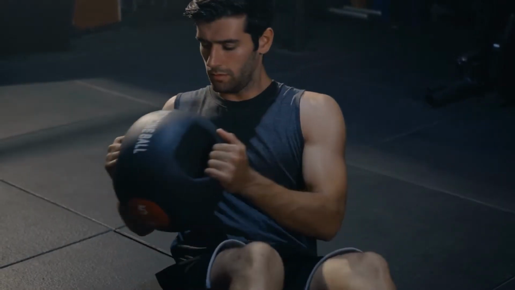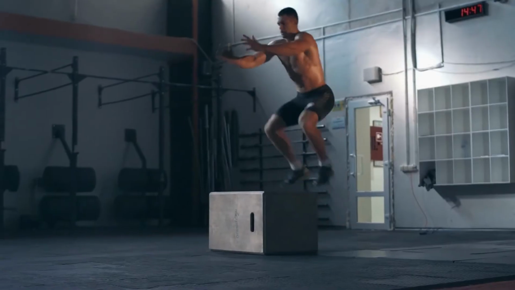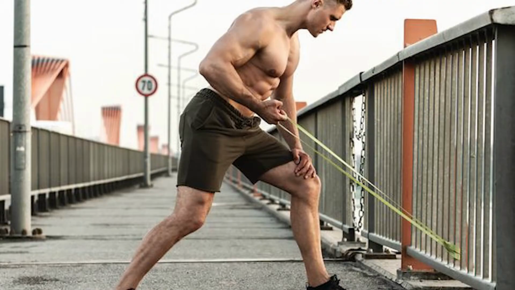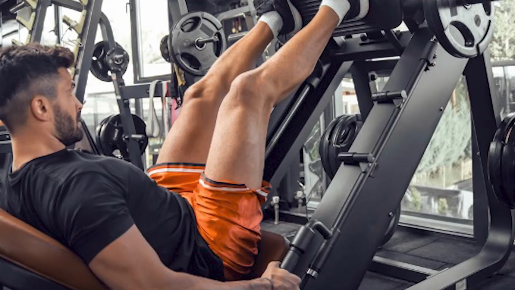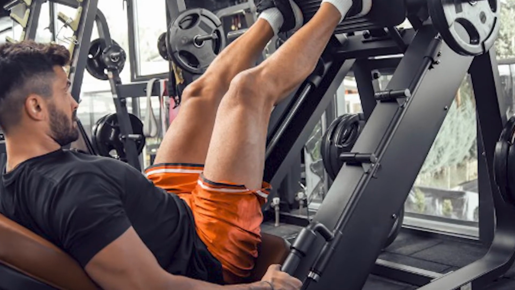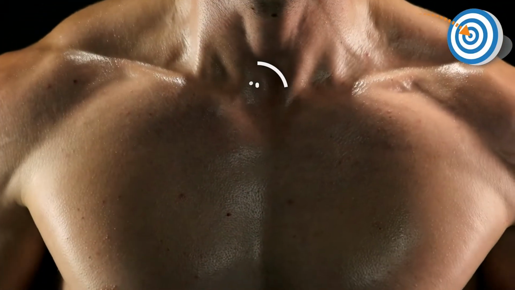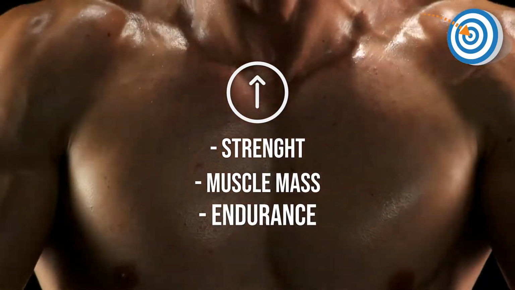Isotonic exercise is a type of exercise that involves movement with constant resistance. This can be achieved through weightlifting, resistance band work, or any other form of exercise where resistance is applied against the movement of the muscle. The goal of isotonic exercise is to increase strength, muscle mass, and endurance.